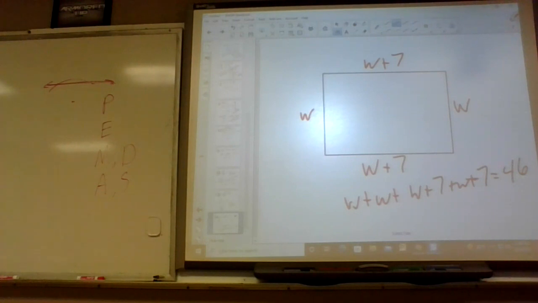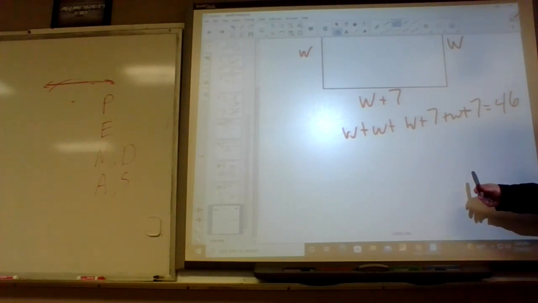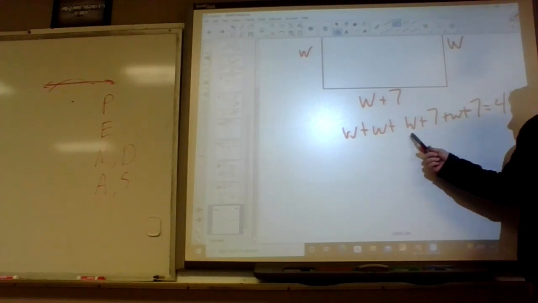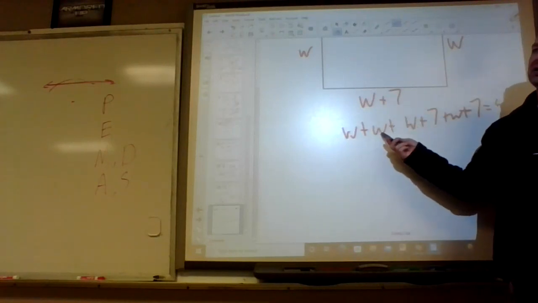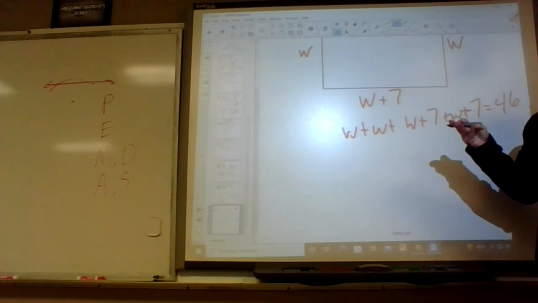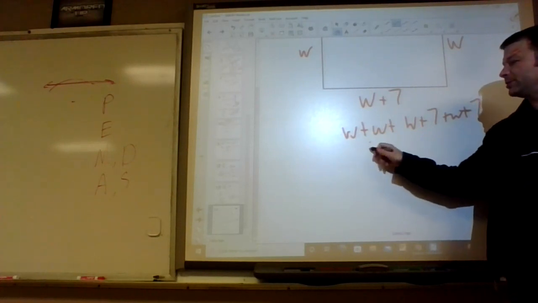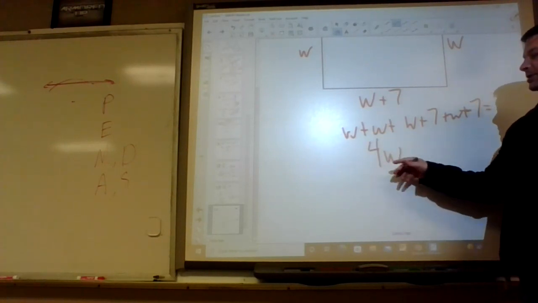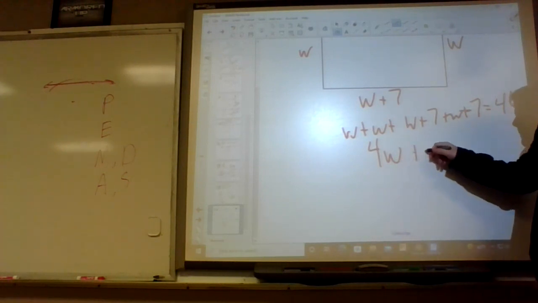Caden, how do I simplify that? You combine all the W's and make it 4W plus 7 plus 7. Is it 4W or W4? What does W to the fourth mean? That's W times W times W times W. So it's 4W, that means 4 times W, plus 14. Same as W plus W plus W plus W plus 14.